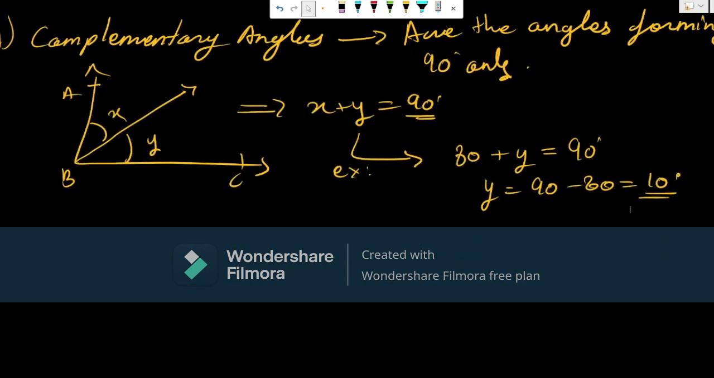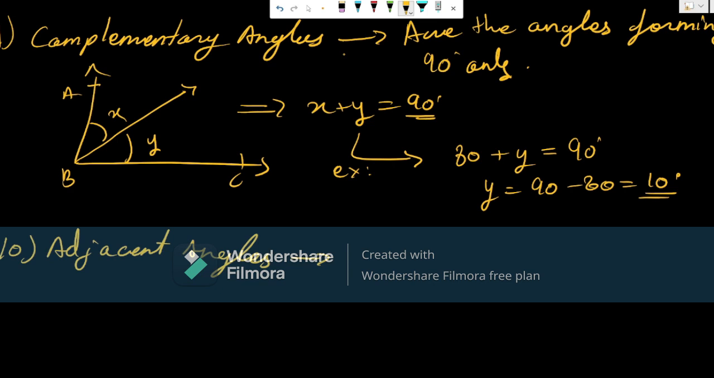Now let's talk about adjacent angles. Adjacent angles. Now the definition is simple. Two angles are adjacent if they have a common vertex, a common arm, and the non-common arms are on different sides of the common arm.